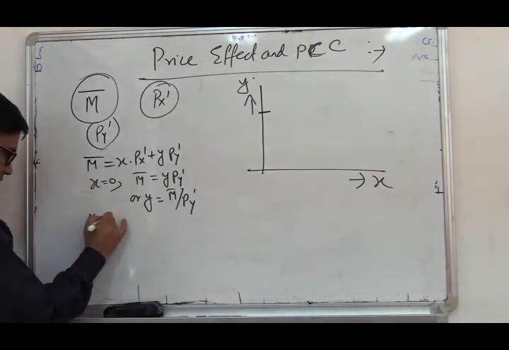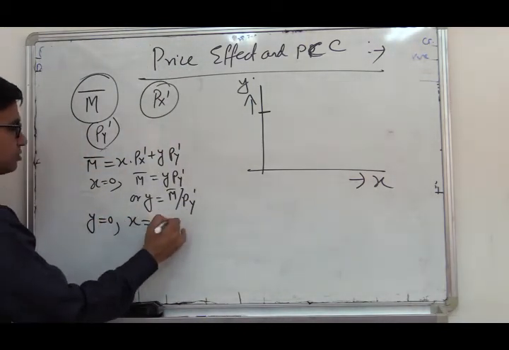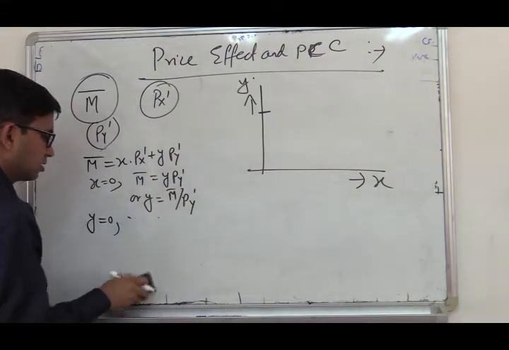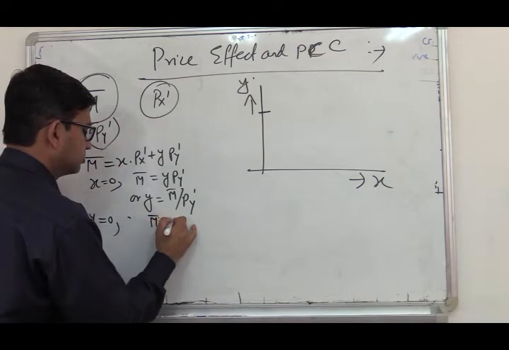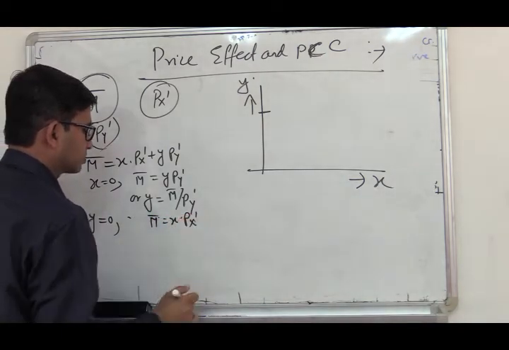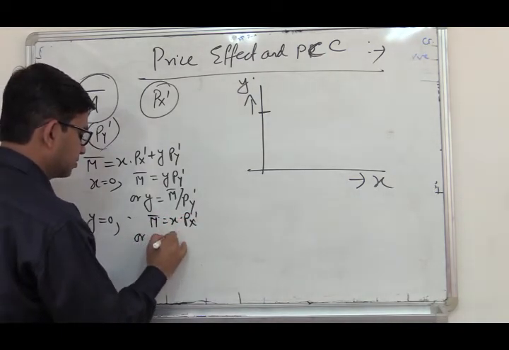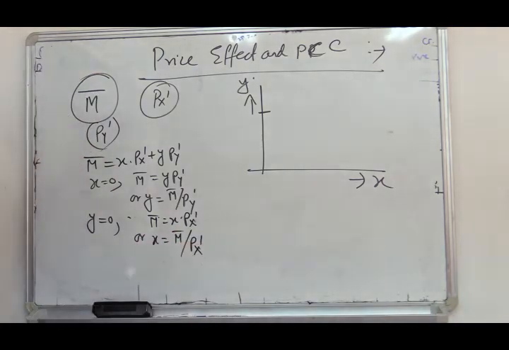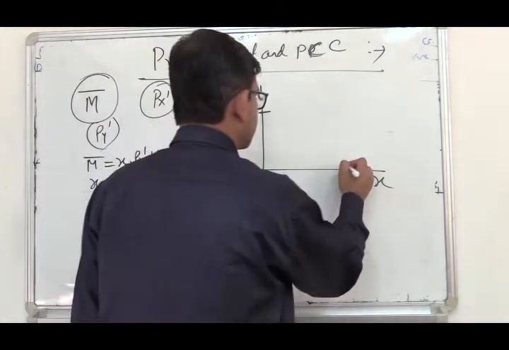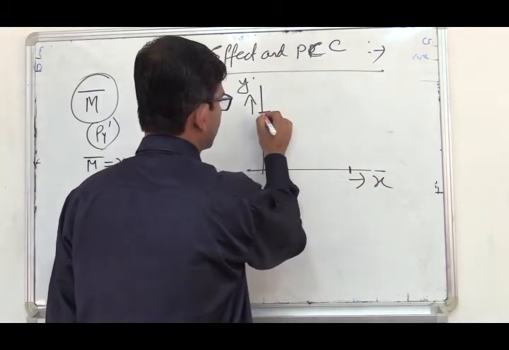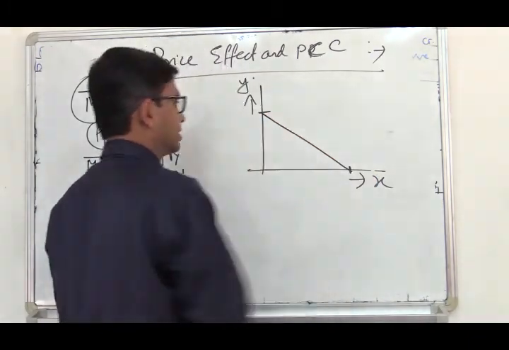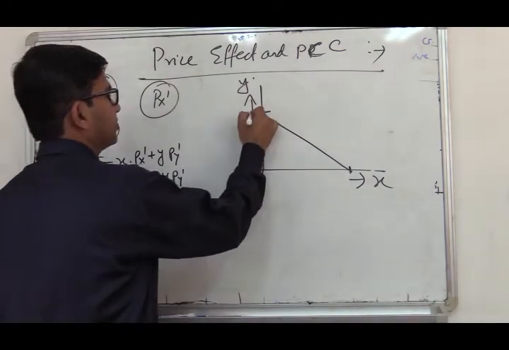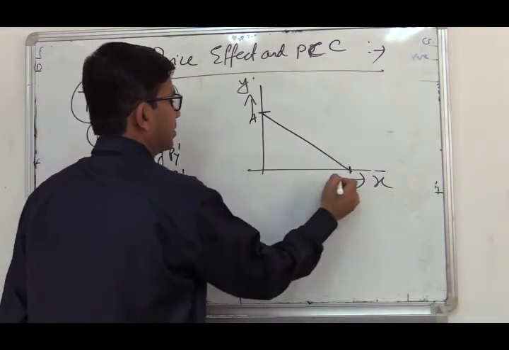If Y equals 0, then M bar equals X into Px1, or X equals M bar by Px1. So if we join these 2 points, we get the budget line. We name it AB.